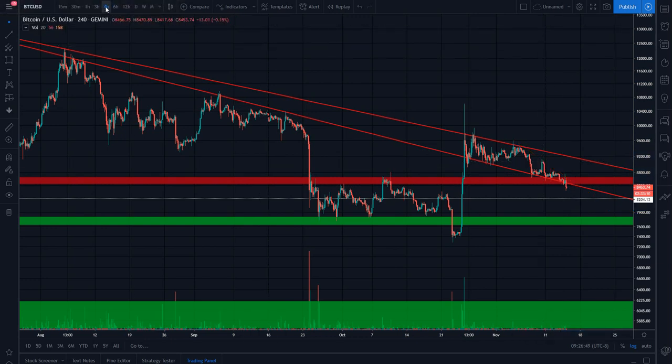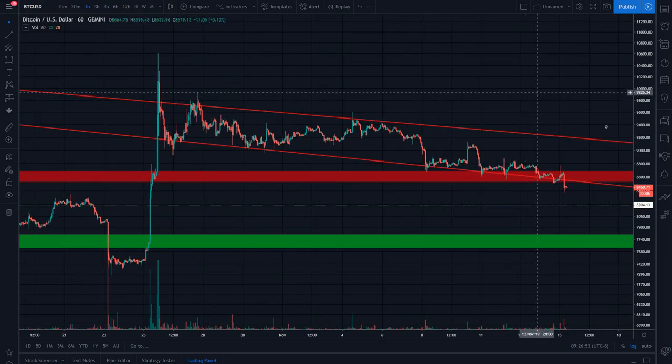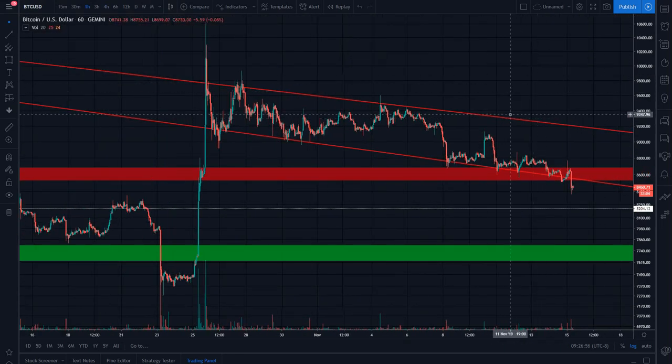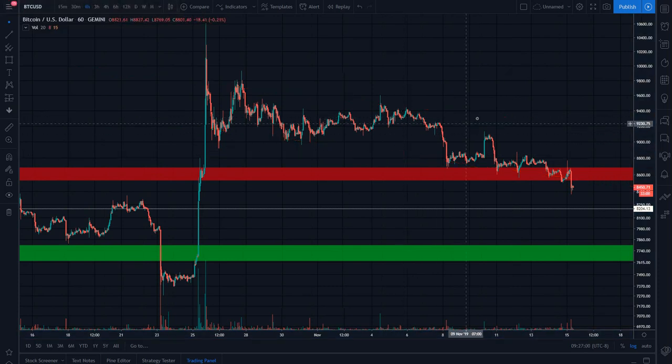And let's switch from the 4-hour now down to the 1-hour time frame. This is basically the smallest time frame that we're going to be working in, and we won't really be going down to the 15-minute or anything else. So let's just break this down a little bit more.